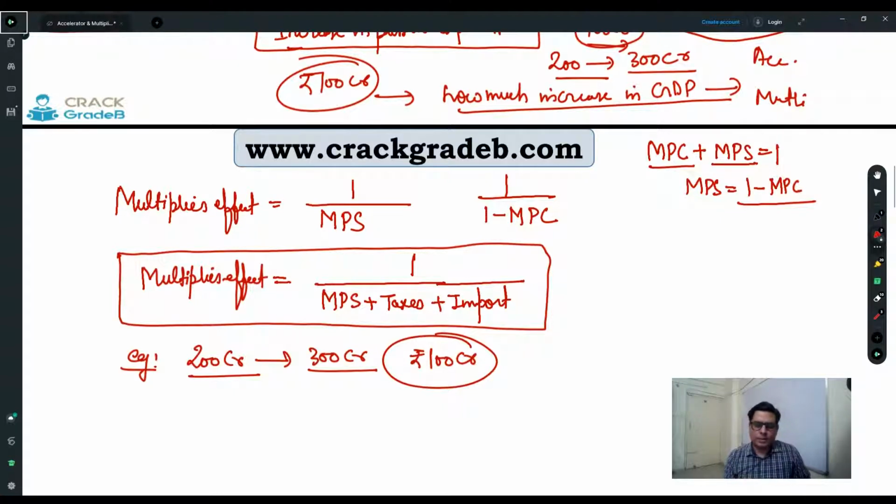Don't worry, I will give the PDF. In that you can find the formula. Or I will share this annotation also, so it is going to be a little bit clearer. And why MPS is equal to tax plus import, I will also explain.